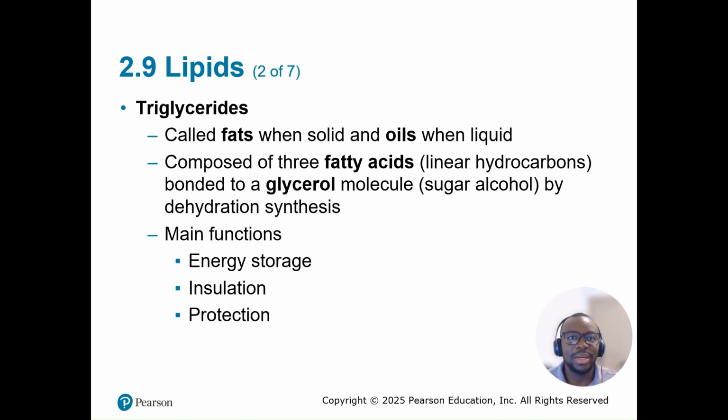Let's review triglycerides. Triglycerides are commonly known as fats when they are solid or oils when they are liquid. A triglyceride is composed of two building blocks, namely fatty acid and glycerol. The fatty acid and glycerol are in a ratio of 3 fatty acids to 1 glycerol molecule. Fatty acids are linear chains of carbon and hydrogen, also called hydrocarbons, with a carboxylic acid group at the end. Glycerol is a modified simple sugar, also called a sugar alcohol.